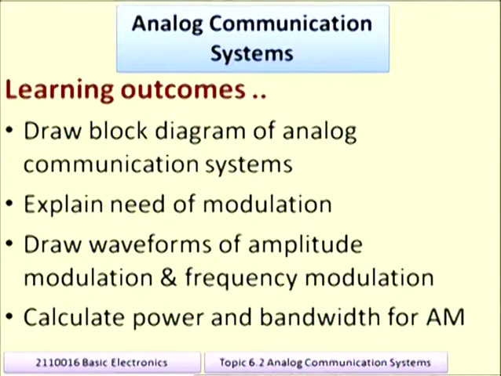So in analog communication systems, these are the expected learning outcomes. At the end of this lecture, student will be able to draw block diagram of an analog communication system, explain need of modulation, draw waveforms of amplitude modulation and frequency modulation, calculate power and bandwidth for amplitude modulation. And if time permits, we will also discuss the receiving part, that is AM receiver and FM receiver.